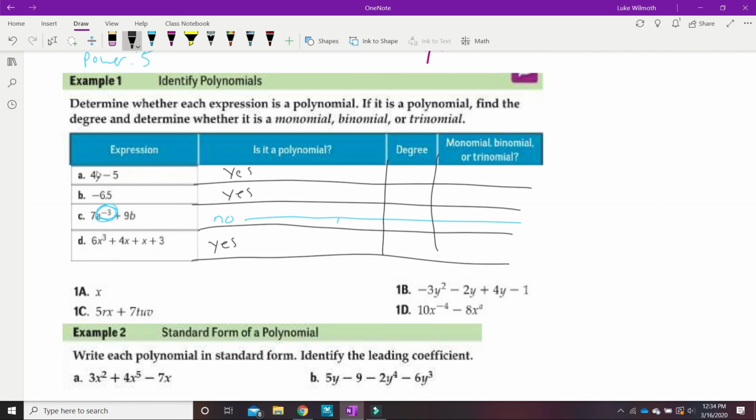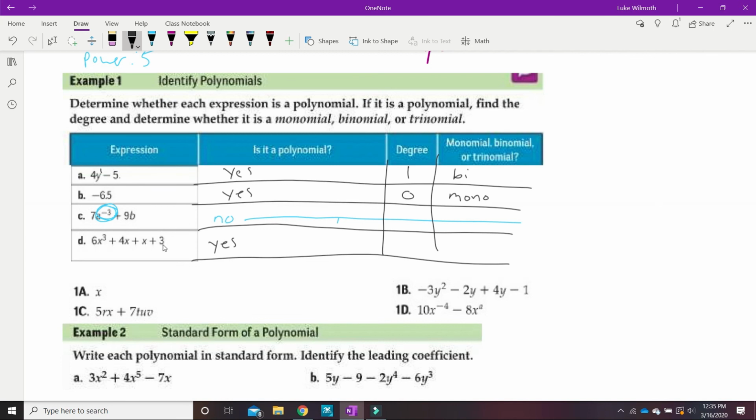The degree on this one, the highest power, is 1, because that's y to the first power. Is it a monomial or a binomial or a trinomial? It has 2 terms, so it is a binomial. Next, this one has no variable. So that's the same as x to the 0, because x to the 0 is 1. So I'm going to say this has a degree of 0. And it only has one term, so that is a monomial.